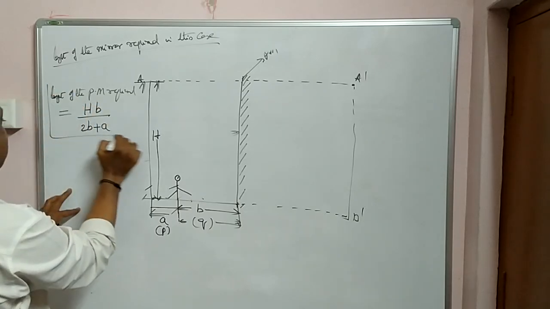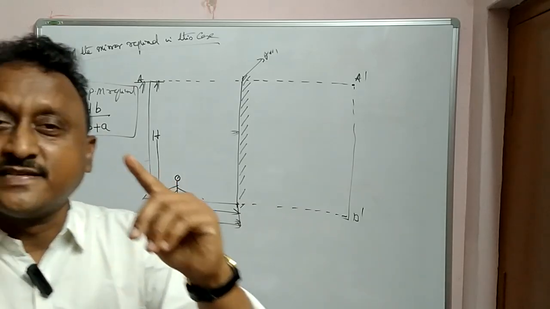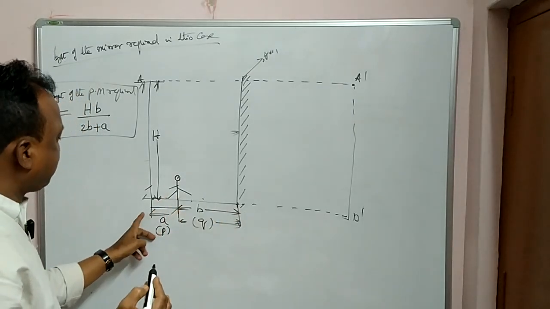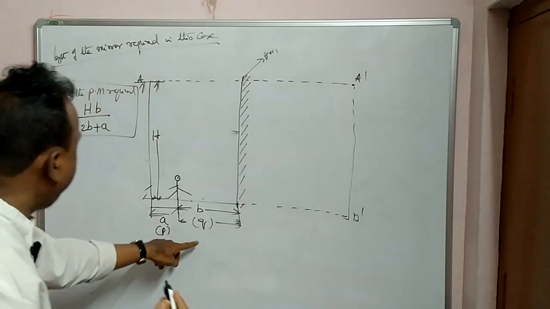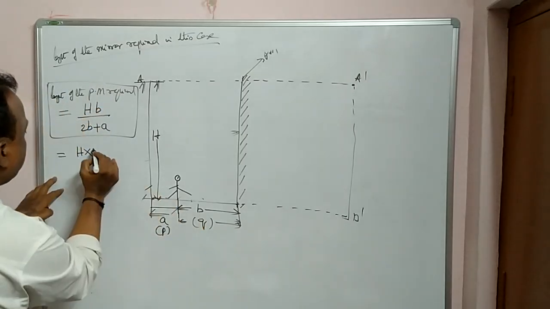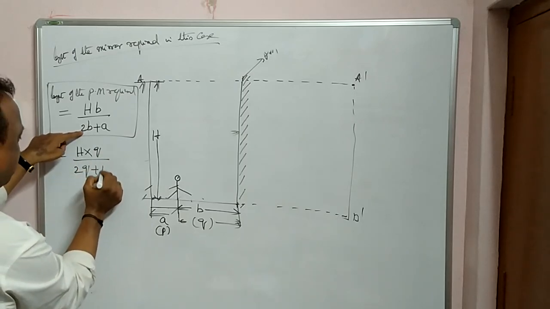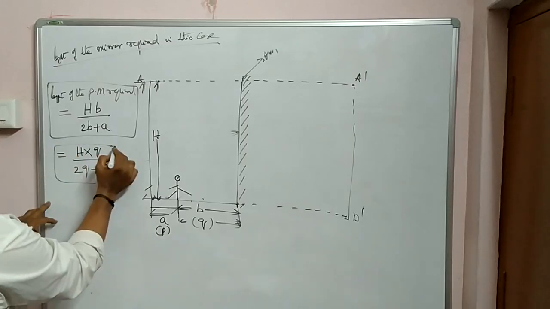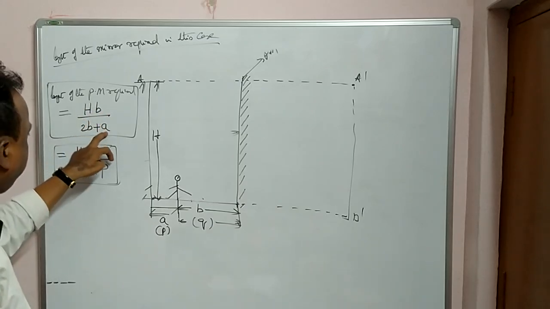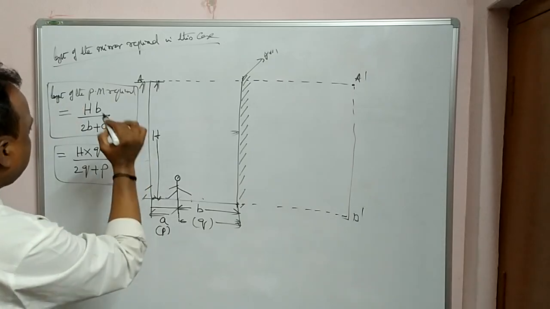Very, very important formula for solving problems. If you take AB, h is the height of the wall, b is the distance from the mirror and the boy, and a is the distance from the wall and the boy. If you change the values, the formula also changes. Height of the wall into q in place of b, so then it becomes 2q plus p. Okay, any of the formulas you can take. If you take q, if you take p, hb by 2b plus a, or h into q in place of b, 2q plus p. Both are right.